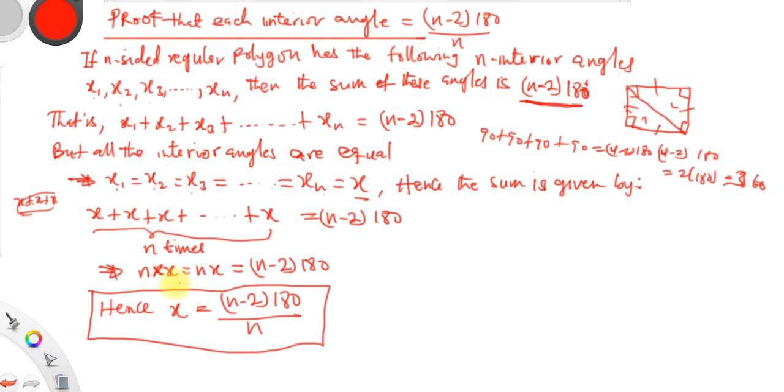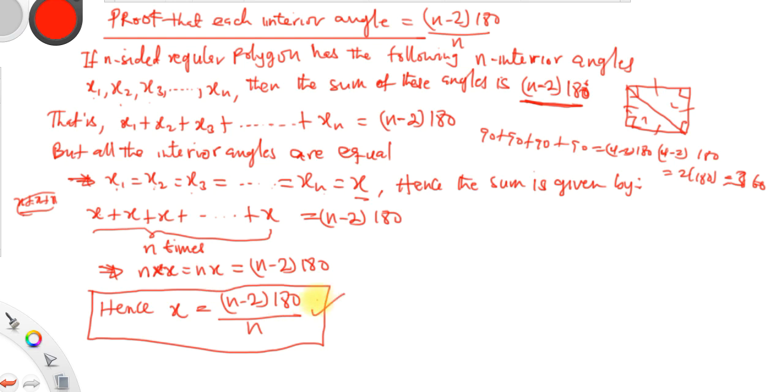n times s is equal to ns, and that is equal to n minus 2 times 180 degrees. So if you want to find each of them, x1, x2, x3, and each is equal to x, then we just make x the subject. So you get x equals n minus 2 times 180 divided by n.